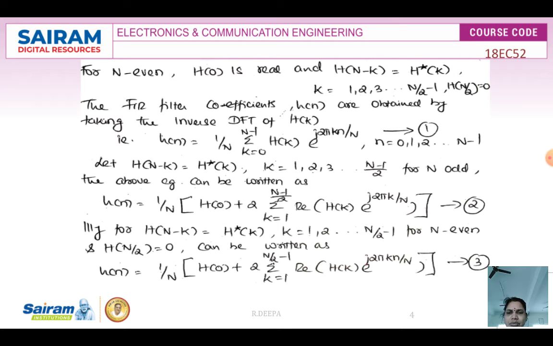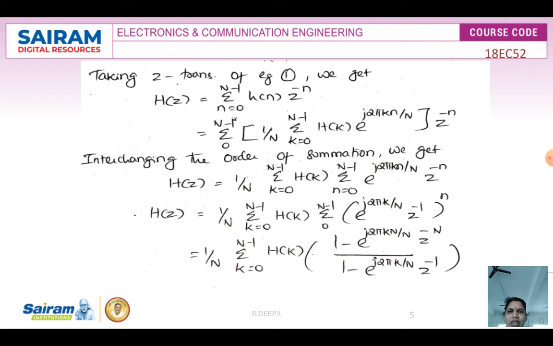And similarly, we know h of n minus k is equal to h conjugate of k for n even. So again, the same condition for n even, I am going to impose on equation 1. And we can write h of n is equal to 1 by n, h of 0 plus 2 times summation k is equal to 1 to n by 2 minus 1, real part of h of k e power of j 2 pi k n by n. So this is equation 3 for n even and equation 2 for n odd. So let us proceed.